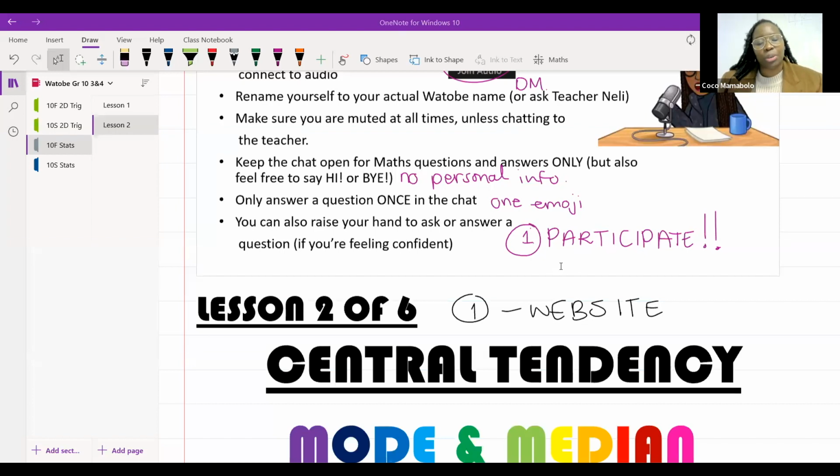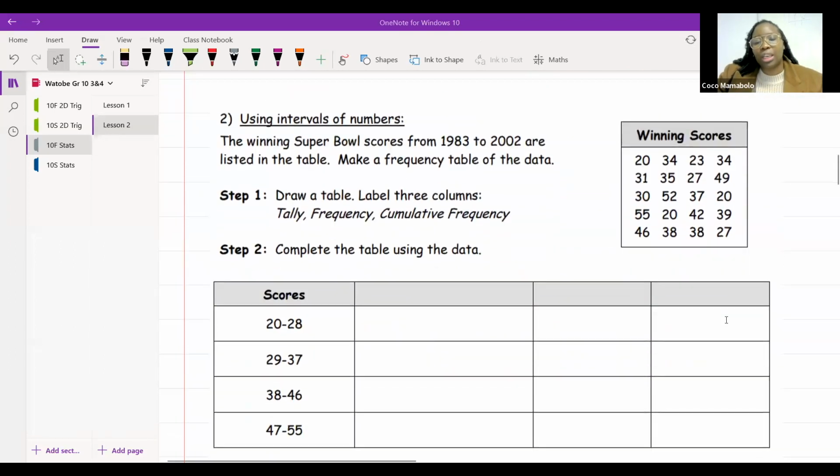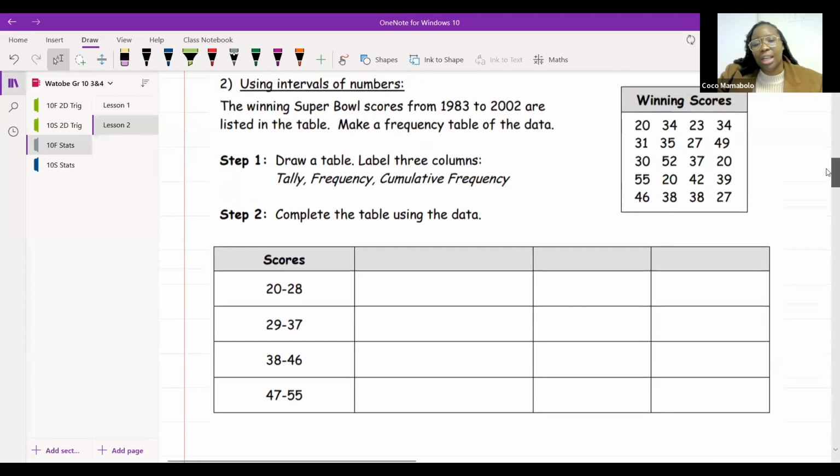The way we're going to be doing this is we're going to be using frequency tables. And that's what we did in lesson 1. We were looking at frequency tables, and these are the frequency tables that we looked at. This was the last one that we looked at last time. So what we're going to do here, guys, is we're going to populate this frequency table.